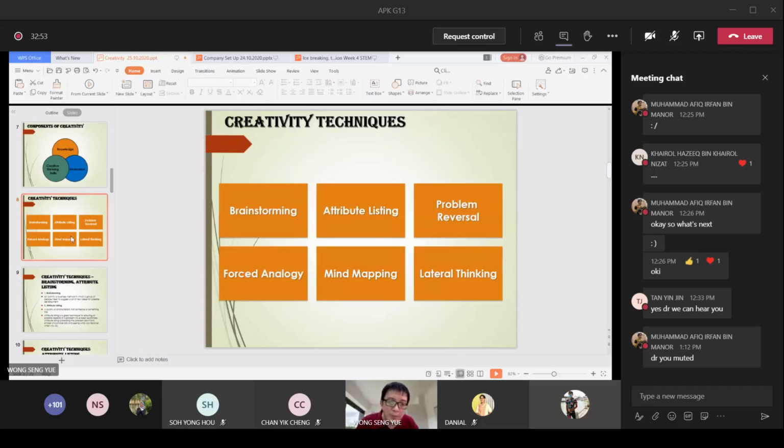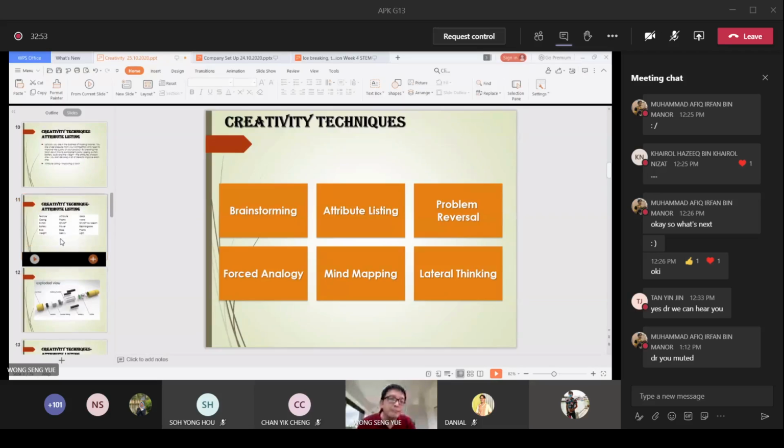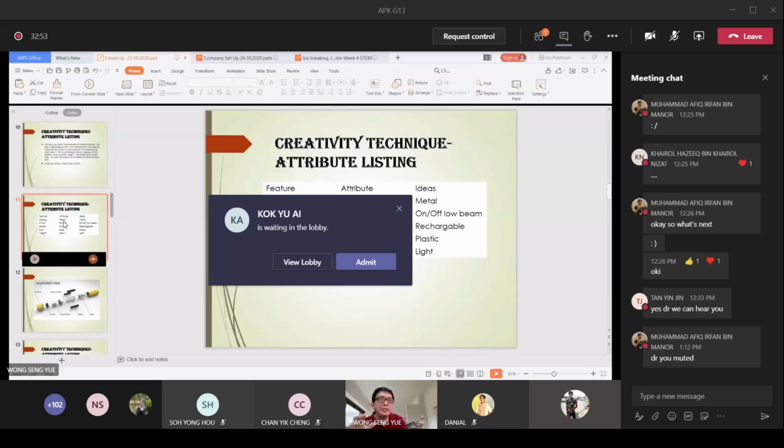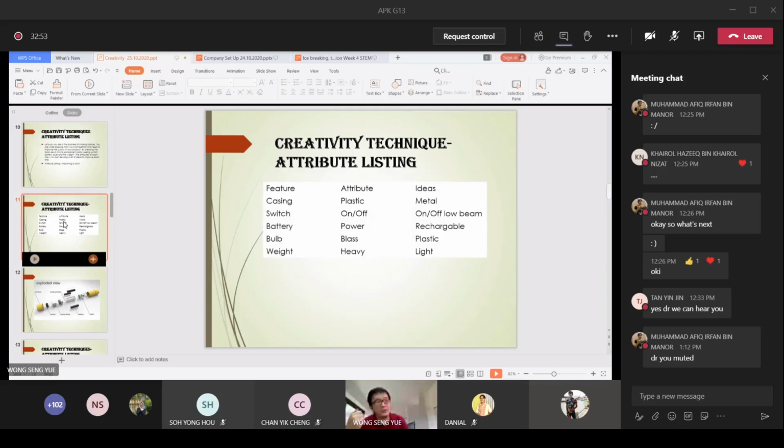Very easy, this one. But next will be attribute listing. This one, okay, you have to listen carefully here. This is a very famous creativity technique, especially for electricals, computers, laptops, even for the automobile, the car industry. Let me give an example. If I'm going to apply attribute listing, it means I'm going to apply some creativity on this handphone. First of all, I'm going to list out every component of this handphone. In terms of the camera, how am I going to improve it? In terms of this casing, what kind of casing am I going to improve? I'm going to list it out.